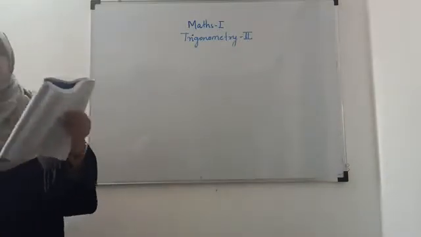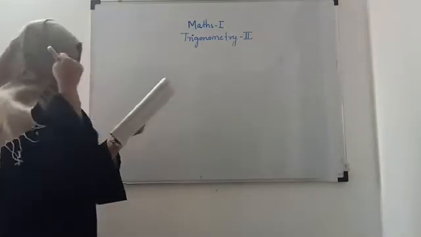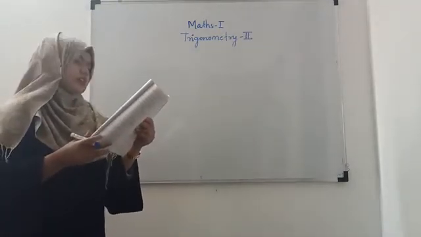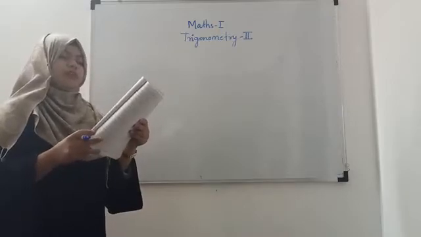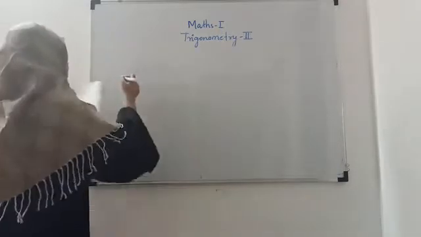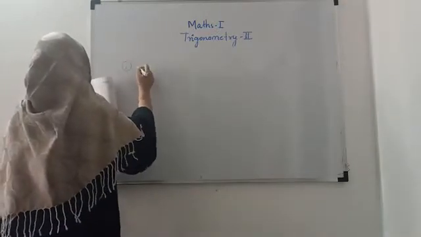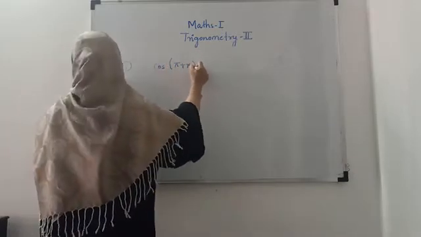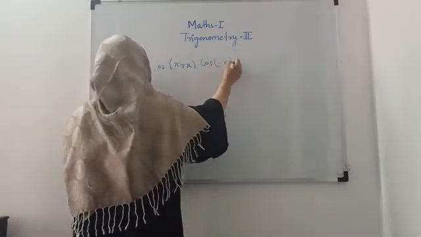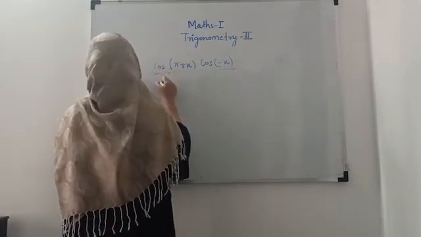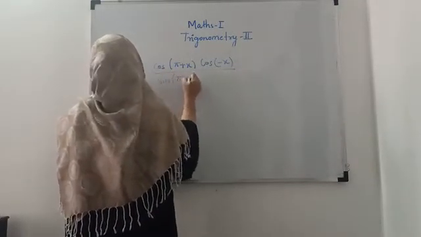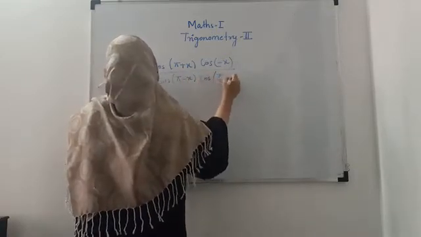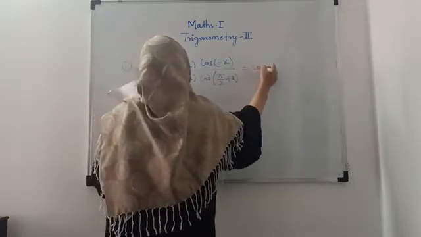Now in question number 2, again there are 6 sub questions where we have to prove the following equations. Some problems are given, we have to prove those equations. So the first one is: prove that cos(pi plus x) into cos(minus x) divided by sin(pi minus x) and cos(pi by 2 plus x) is equal to cot square x.